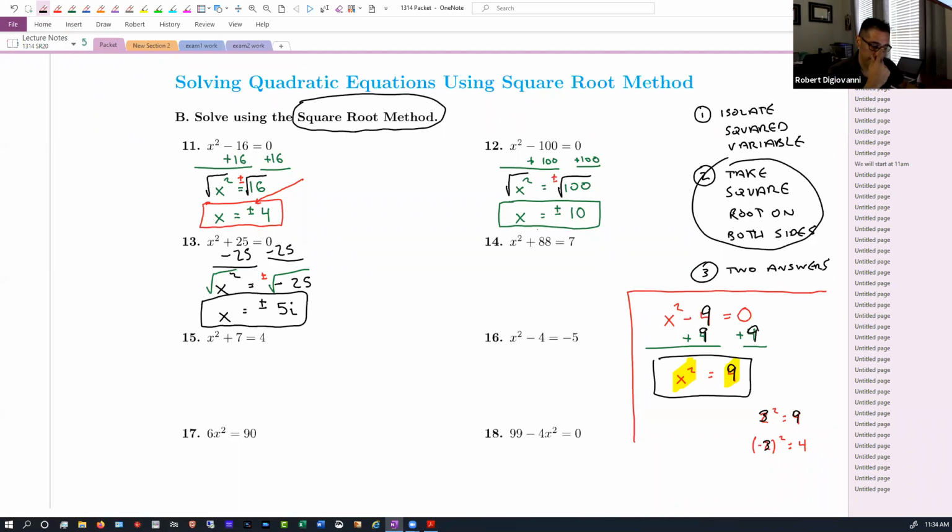On number 14, we will subtract 88 on both sides. Okay, so we get x squared equals, what is that, negative 81. Then I have to take the square root on both sides. I have to do plus or minus. The left side will be x. The right side, plus or minus. Because I see a negative under the root, I know I'm just going to get an I. I'm going to put it in the back. And then what's the square root of 81? 9, right? So just 9i. Plus or minus 9i. 2 answers.